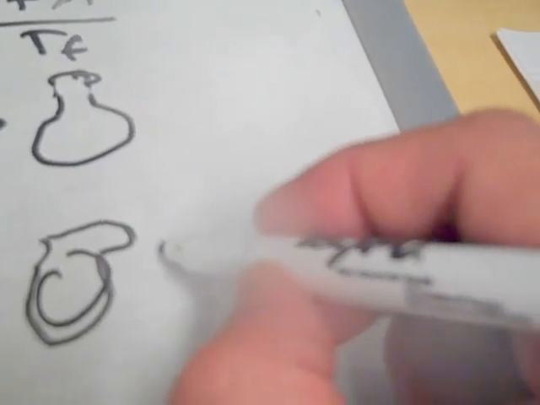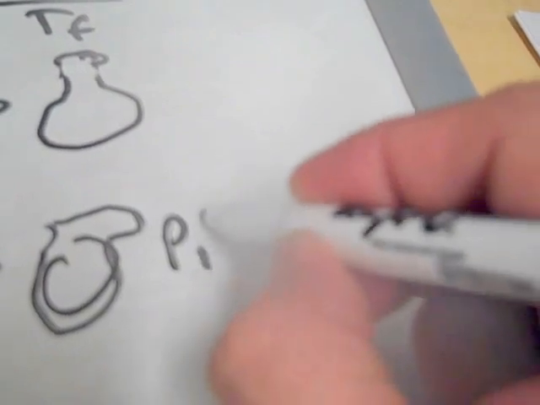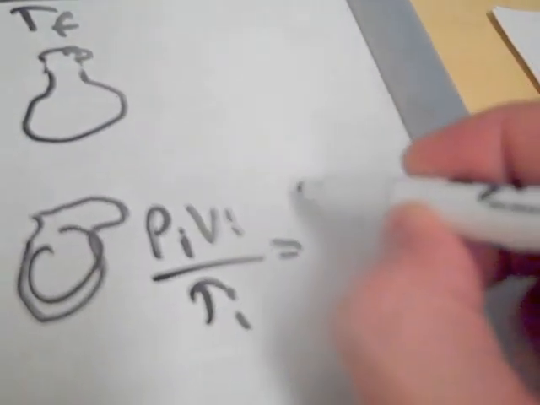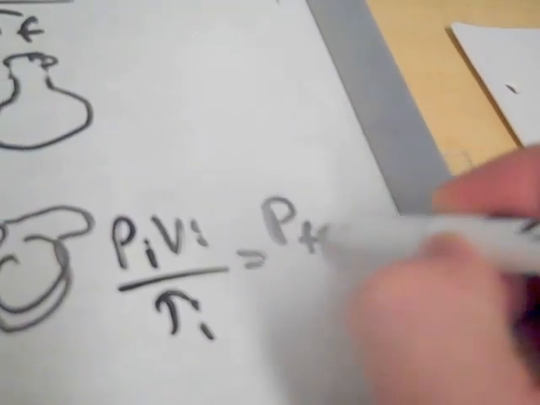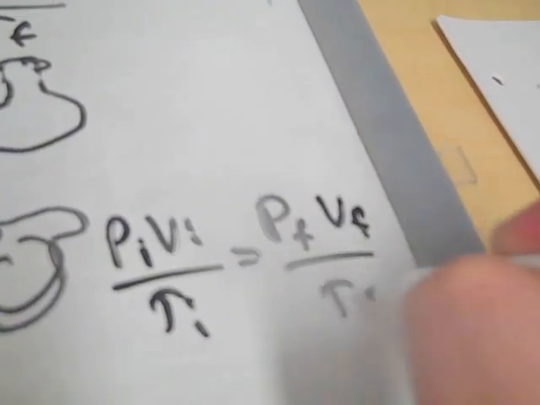Pressure is constant. So we have V1 over T1, or PI, VI, TI, PF, VF over TF. Okay. And so let's say that the gas happens to be very dense. Okay, it falls to the bottom of the beaker, but otherwise, they're there.